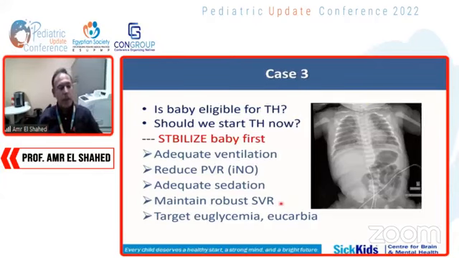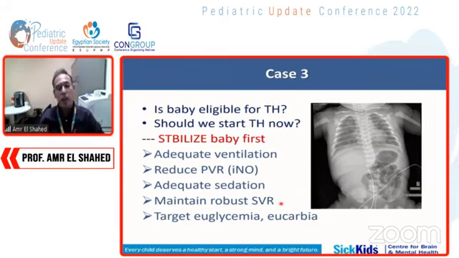Now, the other clinical question that people usually ask: would you consider this patient not eligible for therapeutic hypothermia just based on the fact that he has significant PPHN? I would say no. The patient needs therapeutic hypothermia if he is eligible for it, because this is mainly the evidence-based medicine that we have that can improve the long-term outcome.